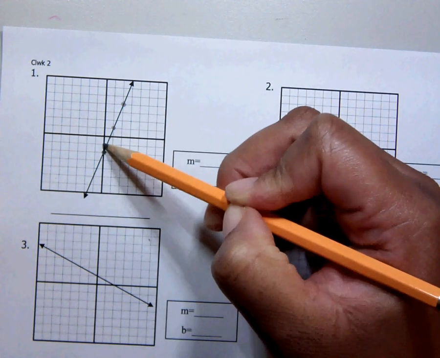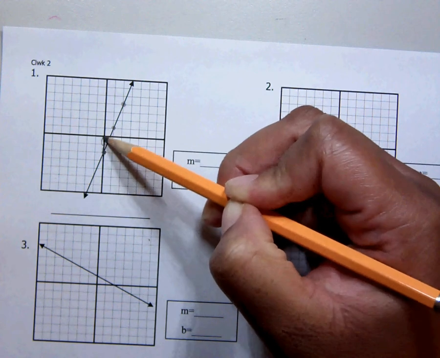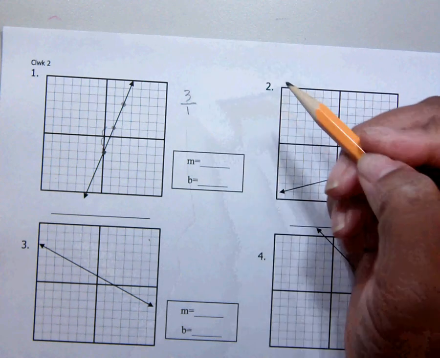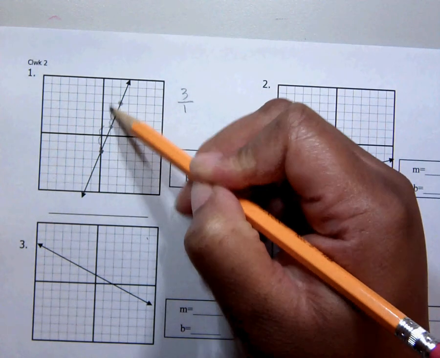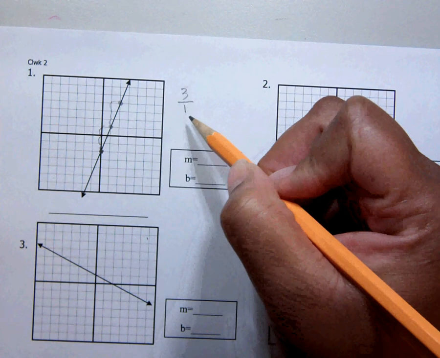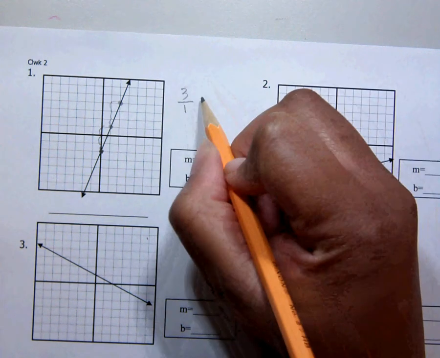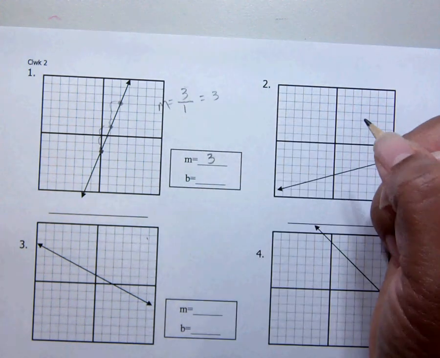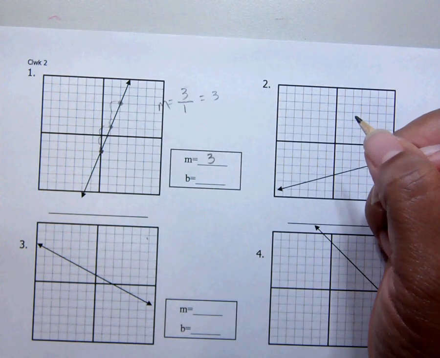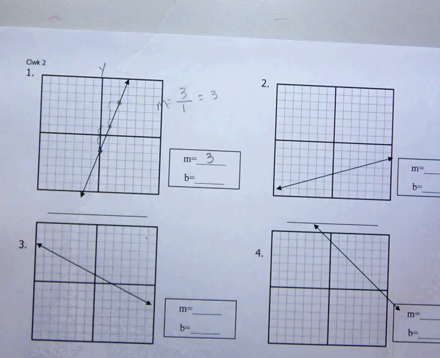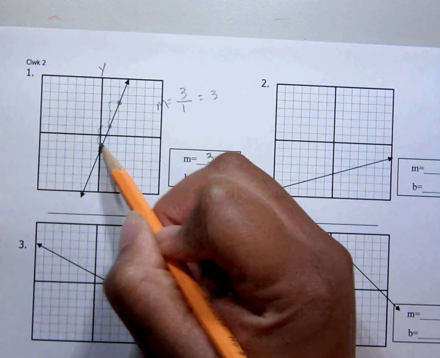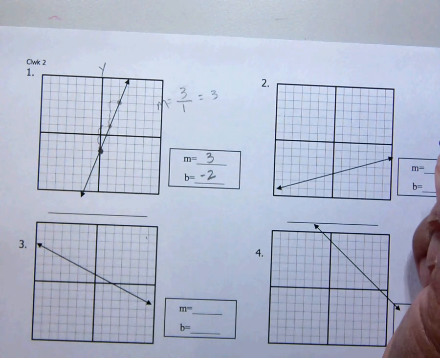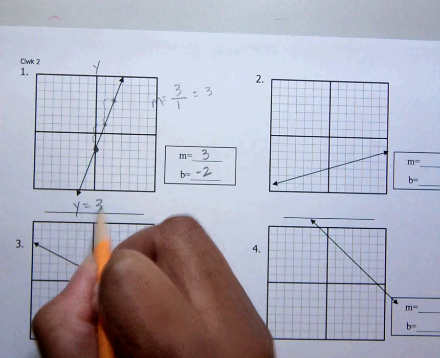And it's going up 1, 2, 3, so rising 3 and running once. Let's try another one. Rising 1, 2, 3 and running once. So it is 3 over 1 is my slope, or just 3. So that's m. The y-intercept is going to be where it crosses the y-axis. And it crosses the y-axis at negative 2. So now I have to write the equation. y equals 3x minus 2.